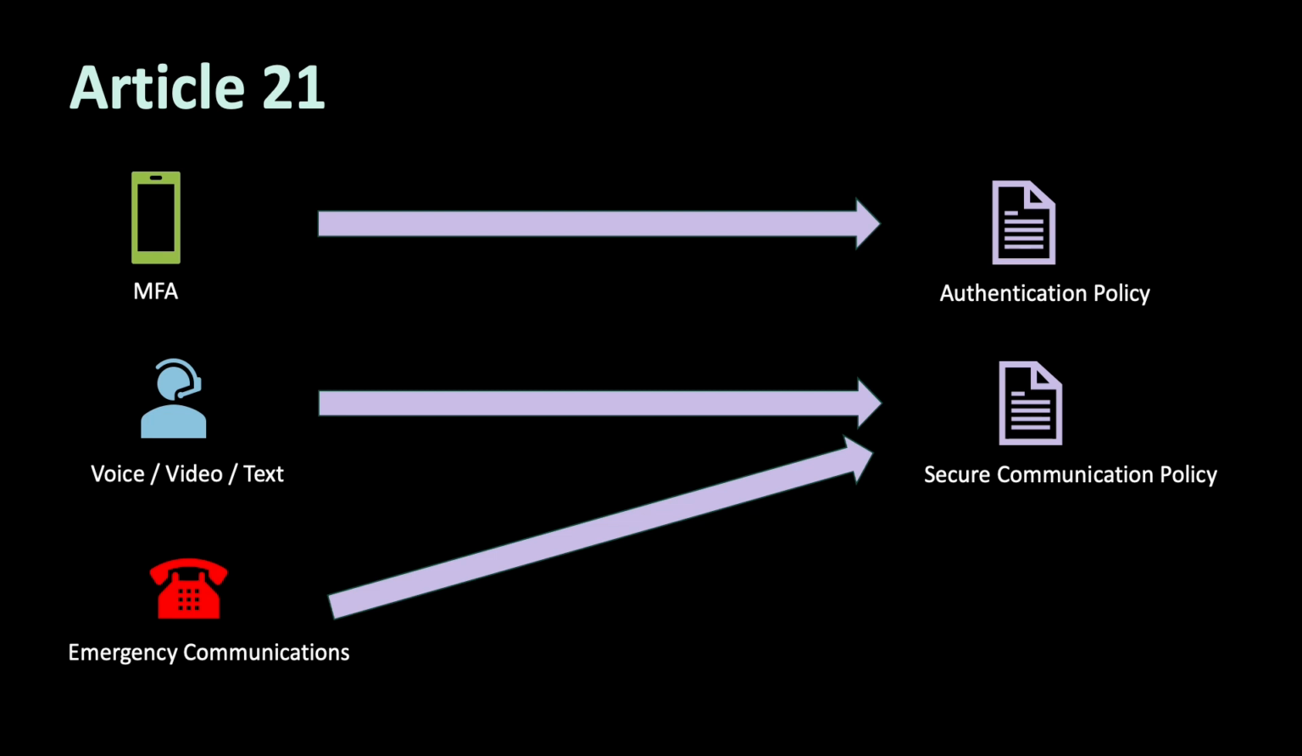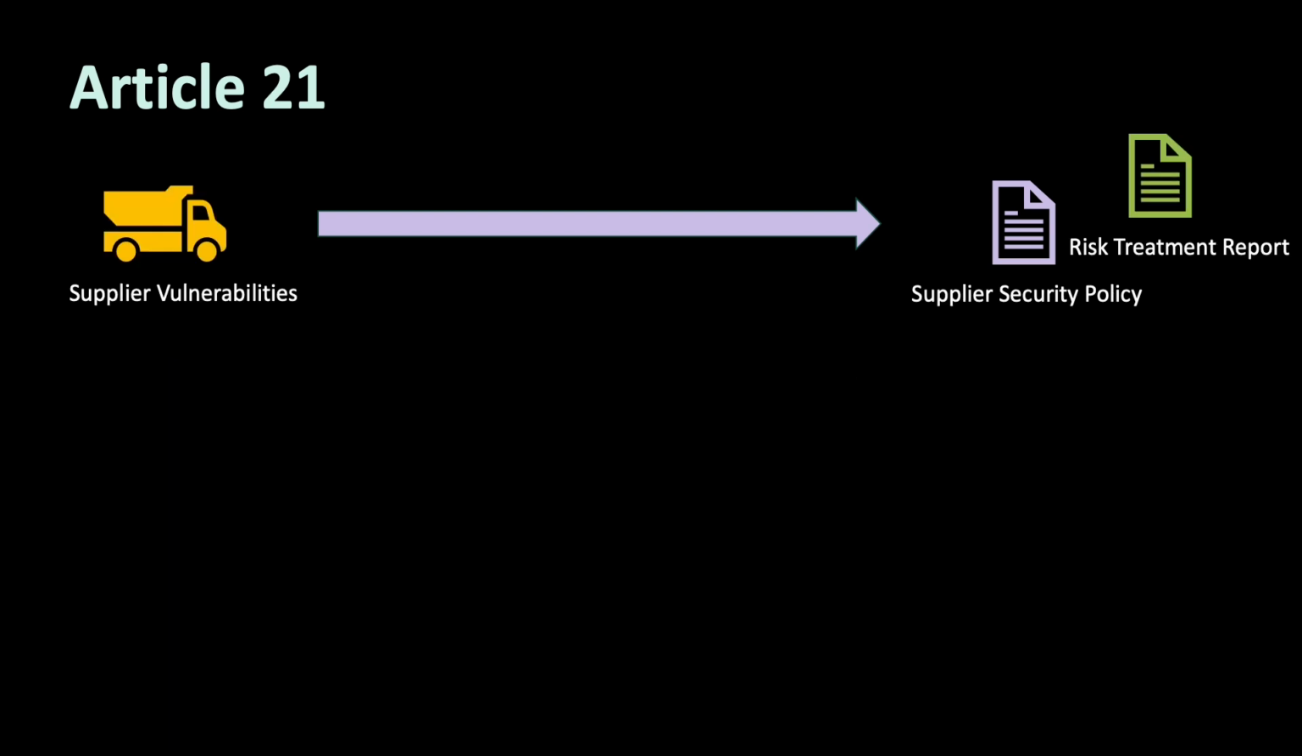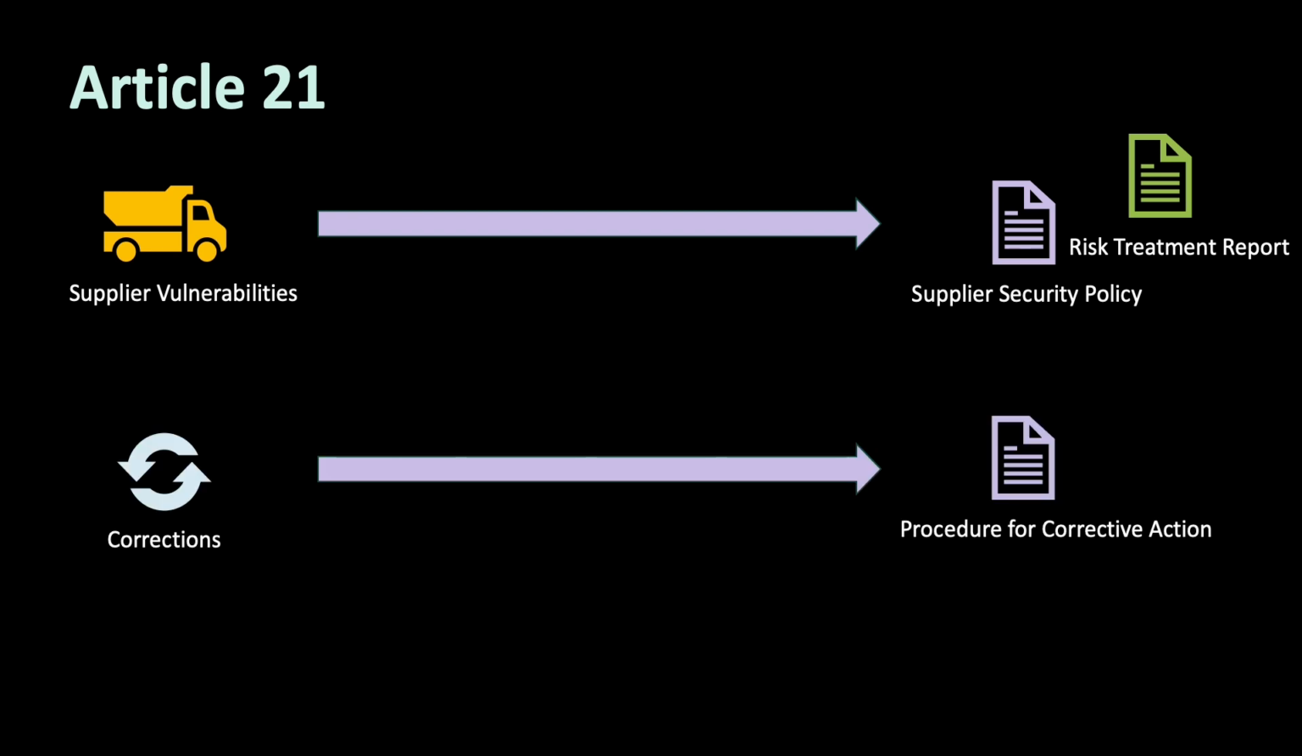We know about suppliers where, if you remember, we have to take into account the unique vulnerabilities, quality of product and cybersecurity practices. These are documented in the supplier security policy and in the risk assessment and treatment reports. We also talked about corrections that need to be undertaken from time to time. Document those in the procedure for corrective action and the corrective action form. This concludes Article 21, thank God.